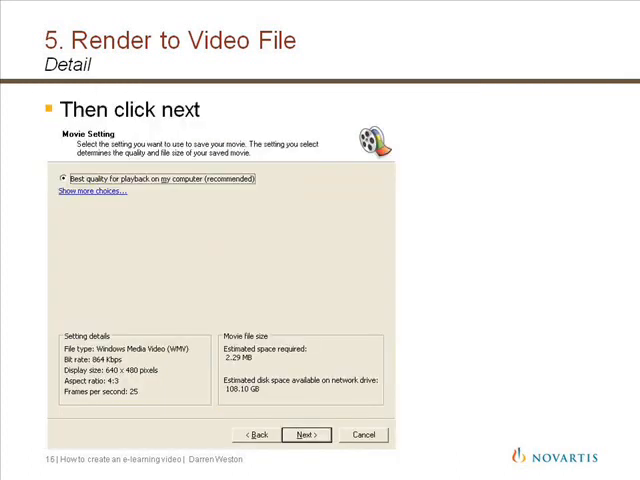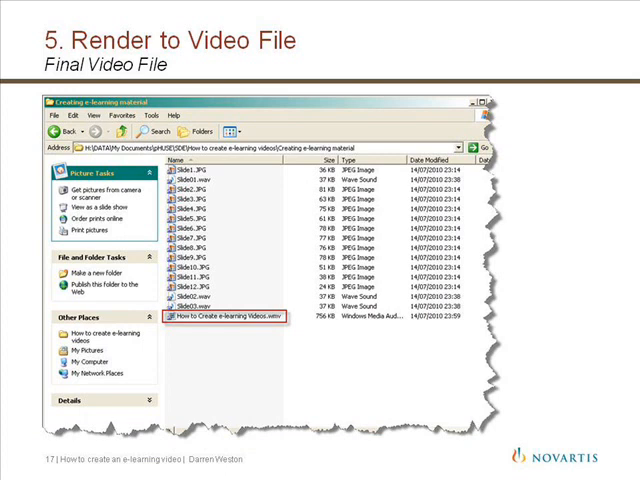The next dialog box offers you some options regarding the quality of the video file. There are lots of options which you can choose under the Show More options, but the Best quality for playback on my computer, which is the recommended setting, works just fine, and so therefore you just click Next. So now the video file has been rendered. If you go to the directory where you chose for the video file to be saved, you'll find a video file there with a .wmv extension, and we've completed the process.